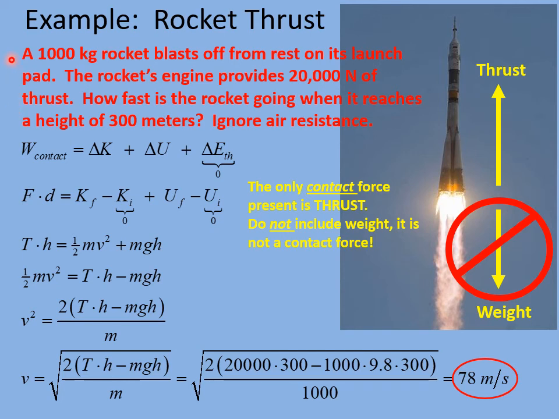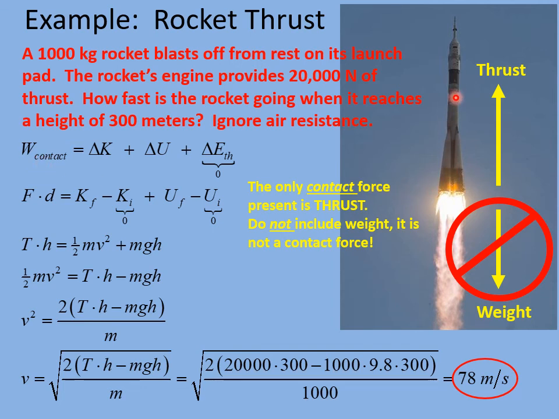In this case, we're going to use the Work-Energy Theorem for contact forces. All right, so remember what it says is that the work done by contact forces is equal to delta K plus delta U plus delta E thermal. Now, since we're not including air resistance, there's no drag or friction present, so delta E thermal is 0, so we can ignore that. The work done by the contact force, so we have to figure out, all right, what are the contact forces acting on the rocket?